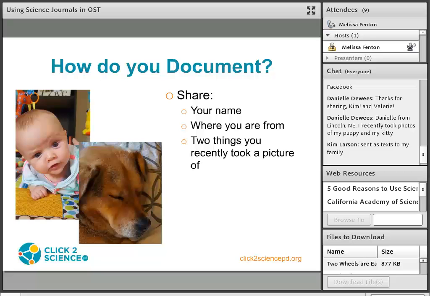Youth also need access to a variety of ways to document their experiences. Today we're going to specifically focus on science journals, although there are many other ways for you to document their learning, such as taking photos or videos.